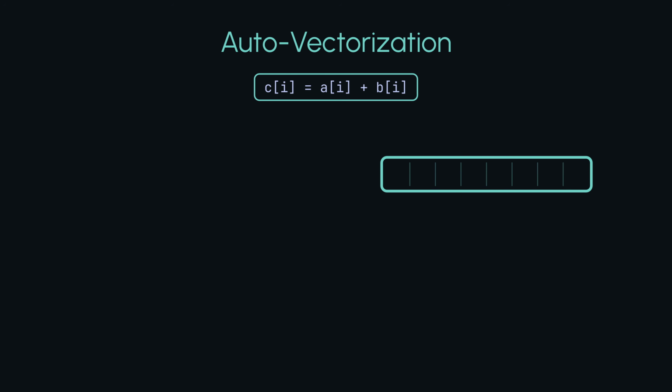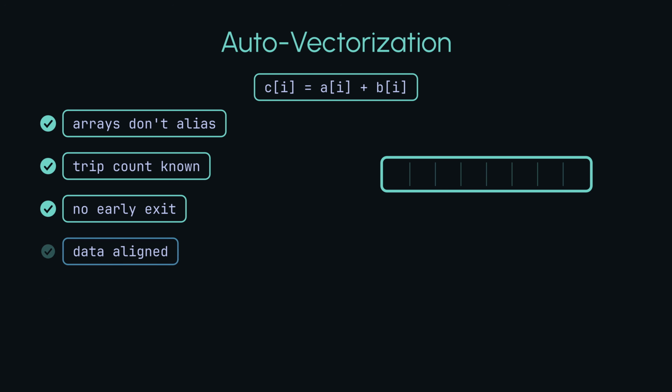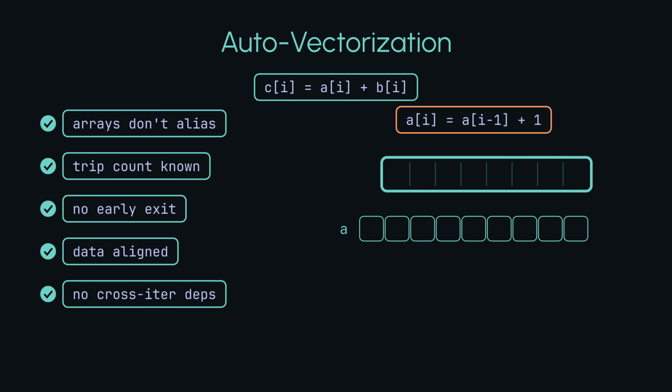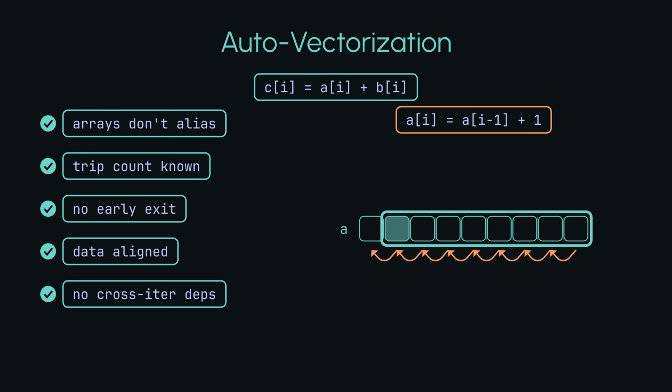Or rather, it does it when it can prove a long list of conditions: that the arrays don't alias each other, that the number of iterations can be computed before the loop starts, that there's no early exit, that the alignment is right, that no iteration depends on a previous one. That last one is the most common hard deal breaker. Something like this can't vectorize, because lane 1 needs lane 0's result before it can run. And when a condition fails, the code falls back to the scalar version.